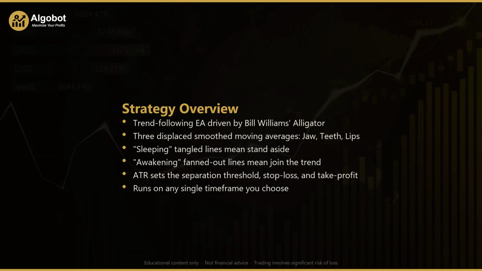To measure how far the mouth has opened, the expert advisor uses the average true range, or ATR, a common gauge of volatility. This lets the strategy adapt to whatever instrument and time frame you run it on, whether that's a currency pair, an index, or a commodity.